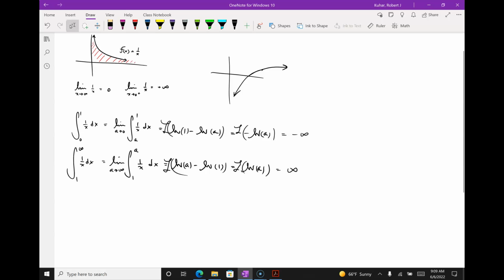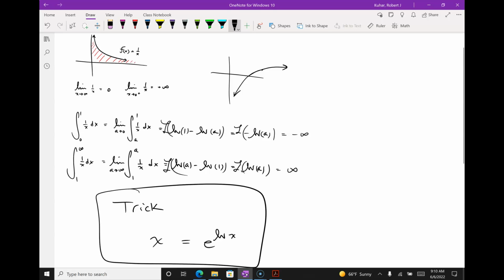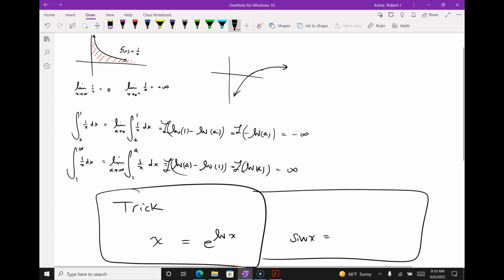I need one particular trick, which is that I need to remember if I have any base like x, I can rewrite that as e to the ln of x. So for example, sine of x is e to the ln of sine of x.